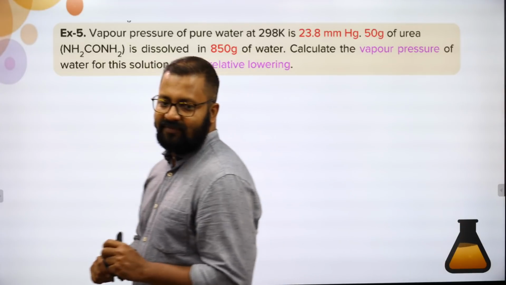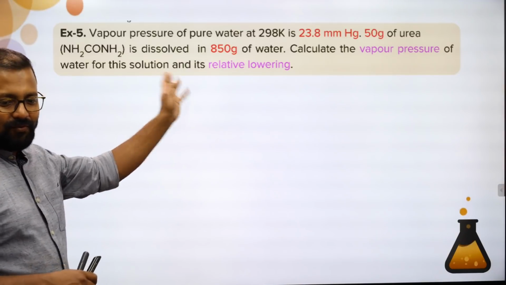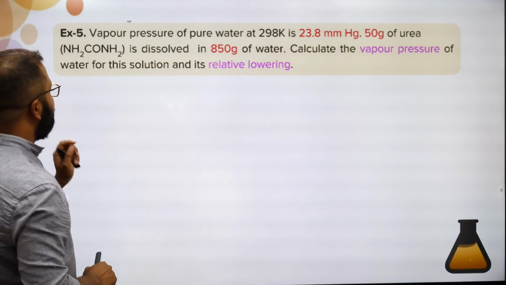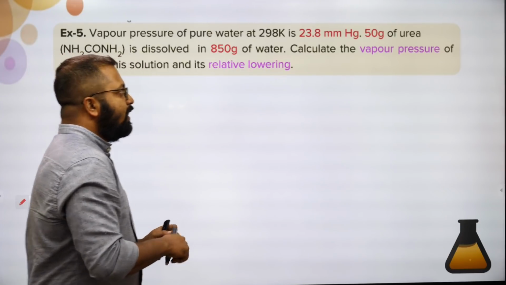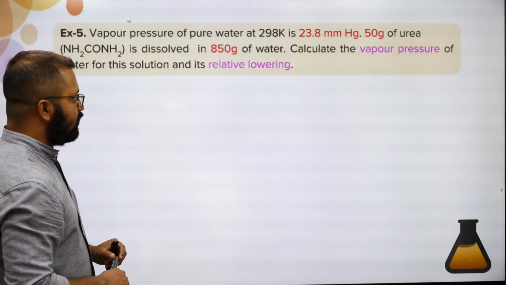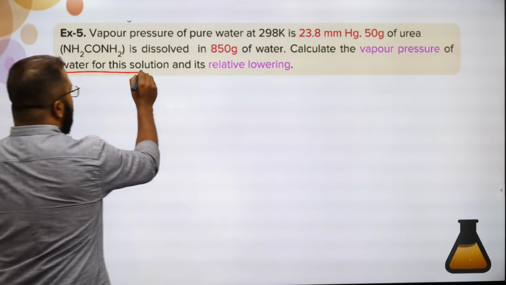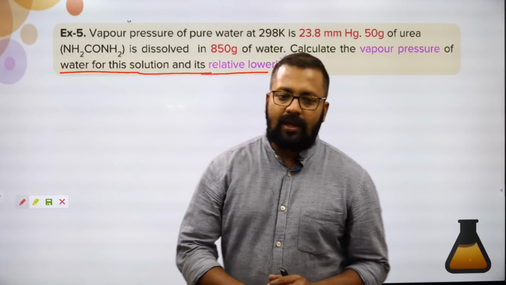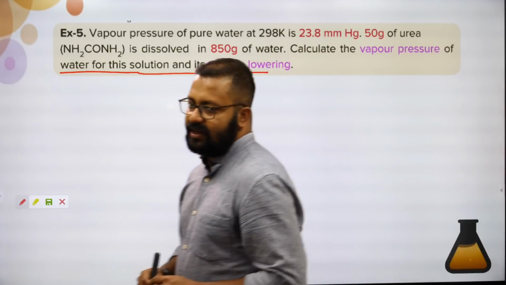Next question. No, you are not late, but we are almost towards the end of whatever we are discussing. So the next question is: vapor pressure of pure water is 23.8 mm of Hg. 50 gram of urea is dissolved in 850 grams of water. Calculate the vapor pressure of water for this solution and its relative lowering. Okay, relative lowering. Please try to calculate. कोशिश कीजिए कैलकुलेट करने का.